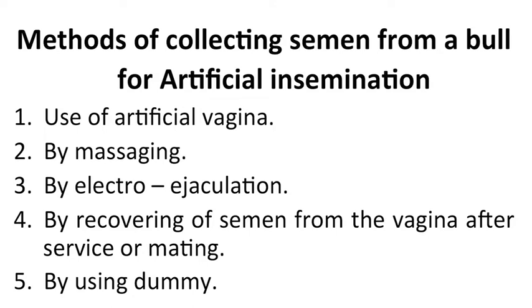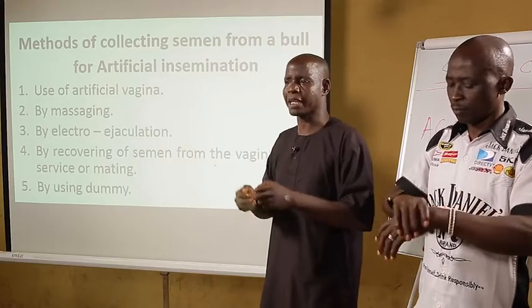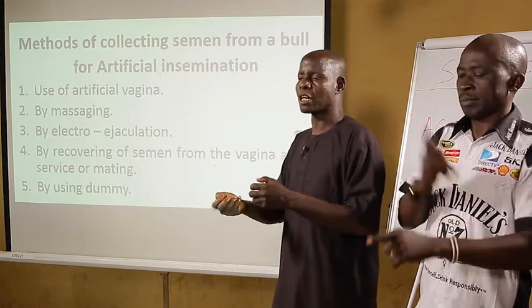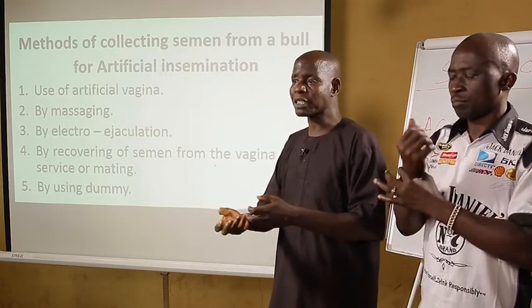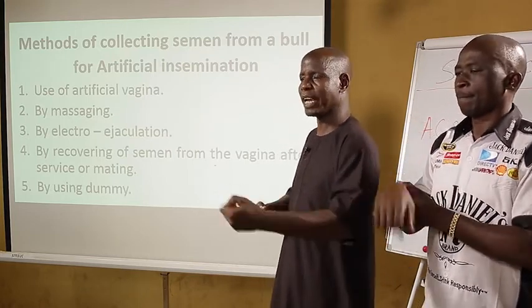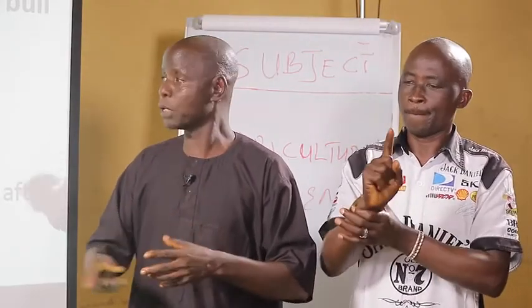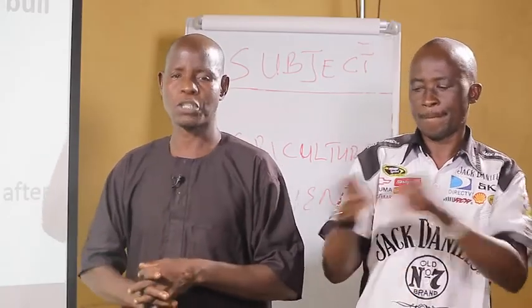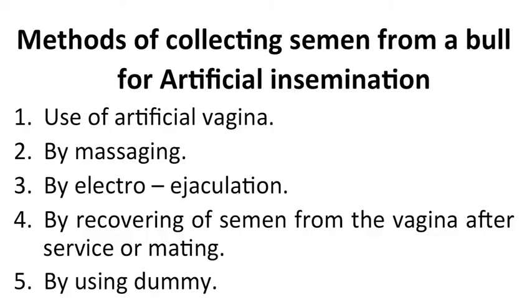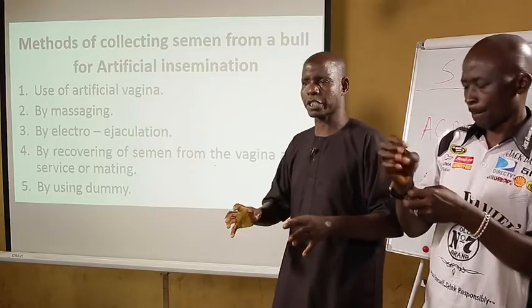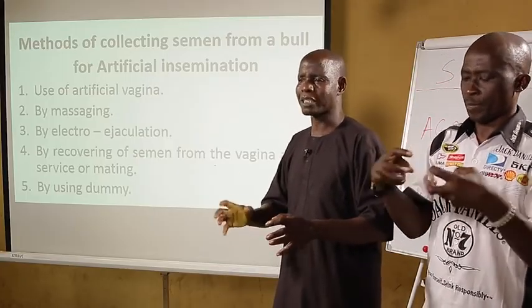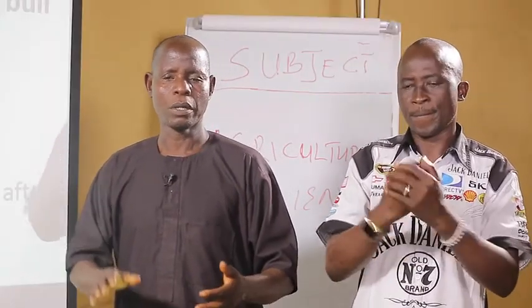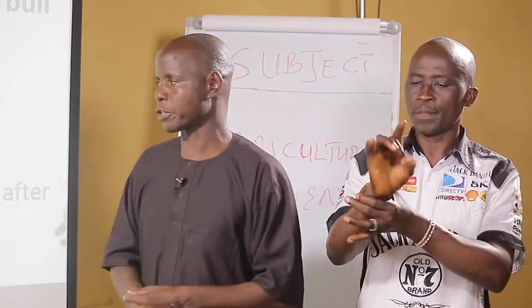2, by massaging. Restrain the animal and massage the reproductive tract. The reproductive tract becomes erect and releases the spermatozoa, possibly into the artificial vagina, and you take it for storage. 3, by electro-ejaculation. This time around, you use electricity to stimulate, to massage the animal. So the animal will release the spermatozoa and you take it for storage.